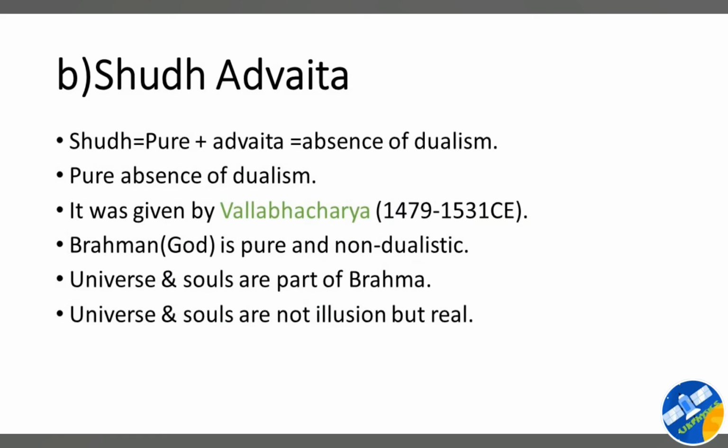Shuddh means pure and Advait means absence of dualism. Thus it is pure absence of dualism. It was given by Vallabhacharya, and according to this school, Brahman, that is God, is pure and non-dualistic. Universe and soul are part of Brahman and they are real and not illusion. Remember, in the Advait it says that the world is just illusion or Maya. However, in this Shuddh Advait, it says that the world is not illusion, but it is real.